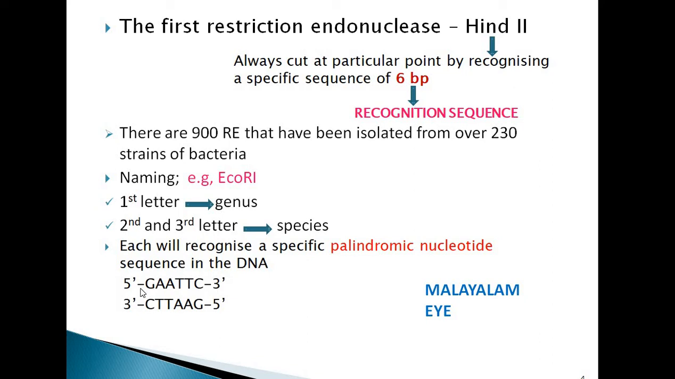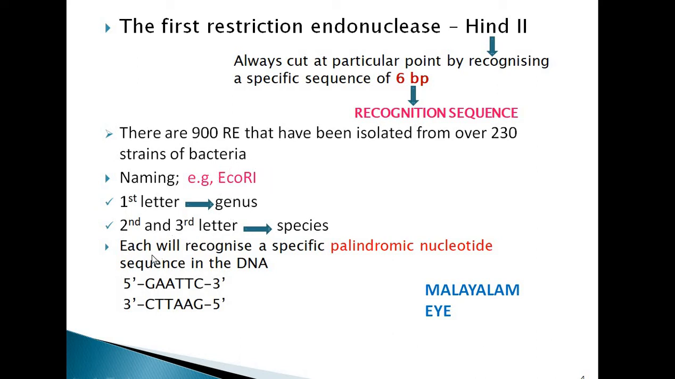So there might be many strains of E. coli from which it might be given a name. So from that, the number 1 is being taken. That's why we have named it as EcoR1.